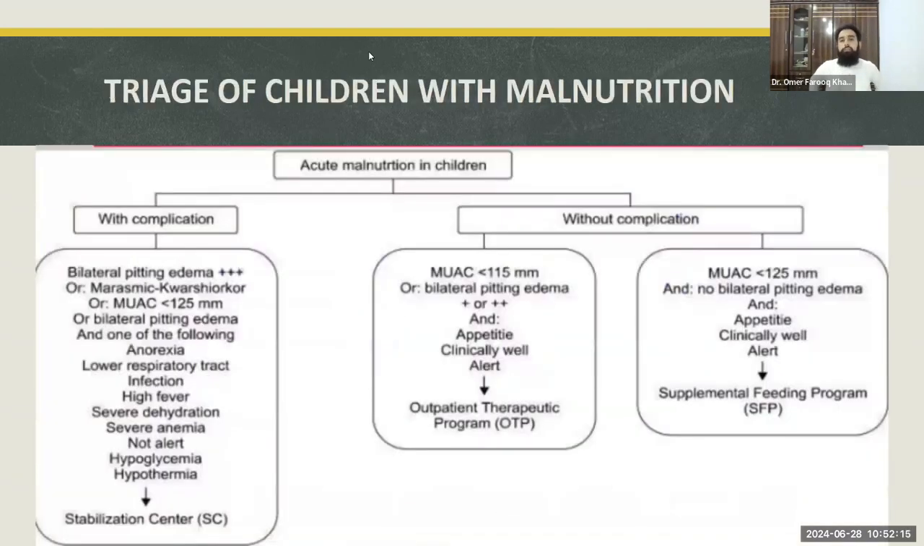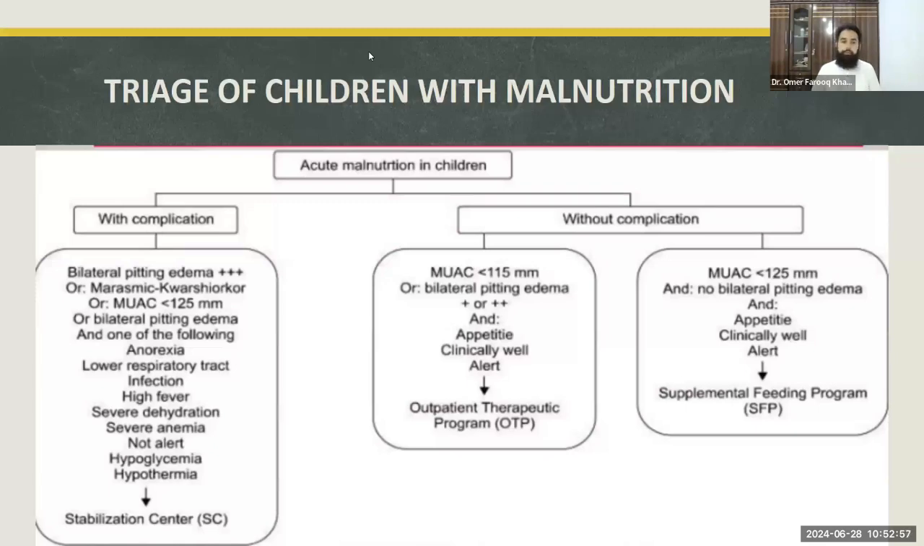So, triage of children with malnutrition, acute malnutrition in children: there is an algorithm. So if a child is with complications such as edema, so edema is basically severe protein deficiency or marasmic kwashiorkor, and there is a mid upper arm circumference of less than 125 millimeter or 12.5 centimeter, or bilateral pitting edema, and one of the following, such as anorexia. Anorexia means loss of appetite, lower respiratory tract infection. So the child is also suffering from pneumonia. There is high fever, severe dehydration, severe anemia, not alert. Hypoglycemia means low blood sugar, and hypothermia means low body temperature.